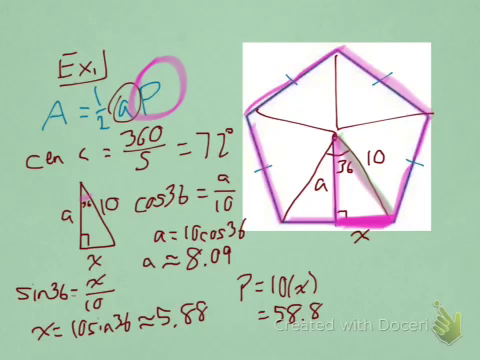So then, to plug this in, we need to find our area. We're not done with the problem yet. We get A equals 1/2 times the apothem, which is approximately 8.09, times the perimeter, which is approximately 58.8. Using a calculator here, 0.5 times 8.09 times 58.8 gives you 237.85. So the area is approximately 237.85.